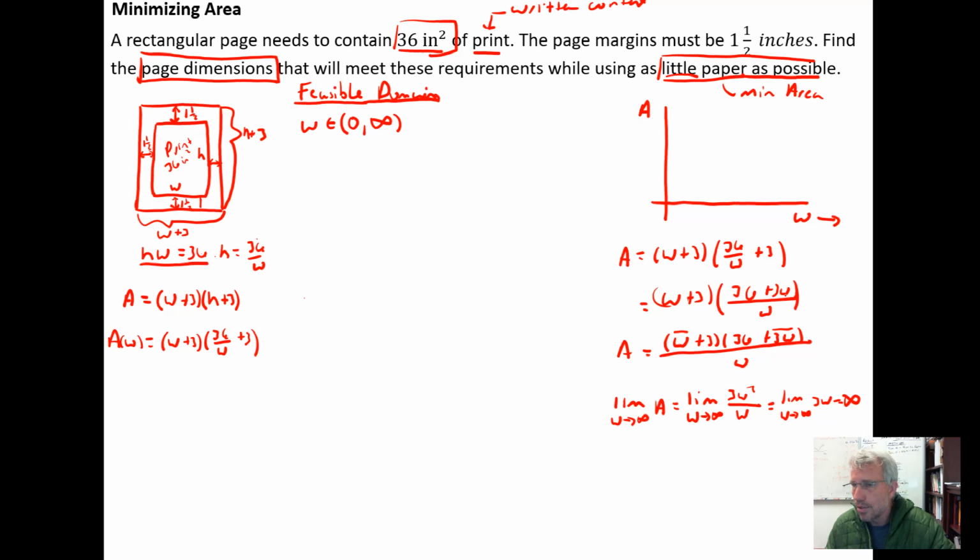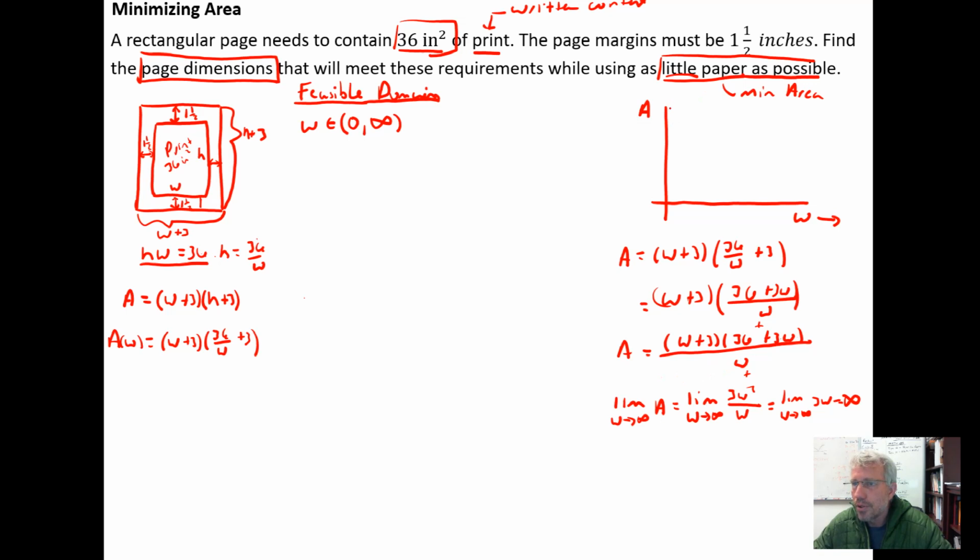When I look at this rational function here, what I want to notice is that w plus 3 is positive for all w on the interval from 0 to infinity. W is positive on this interval. So this is a positive number. 36 times 3 plus w is a positive number, and w is a positive number. So the area is always positive. The area is always positive when w is greater than 0.